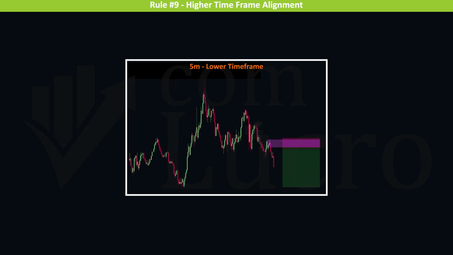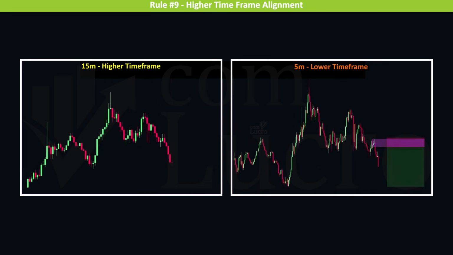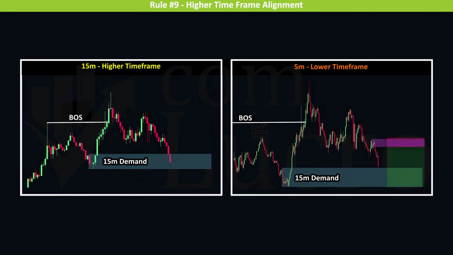At first glance, price may appear to offer a clean sell setup with clear lower highs and lower lows. However, do not rush into the trade. Take a step back and zoom out to the M15 chart. You may notice that price has just tapped into a strong M15 demand zone that has not yet been broken. At that point, the structure on M5 can suddenly begin to flip bullish.